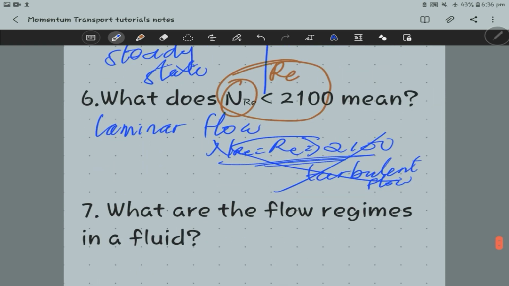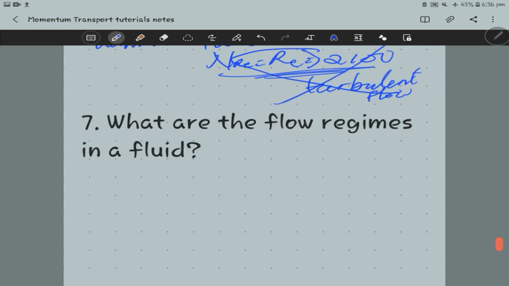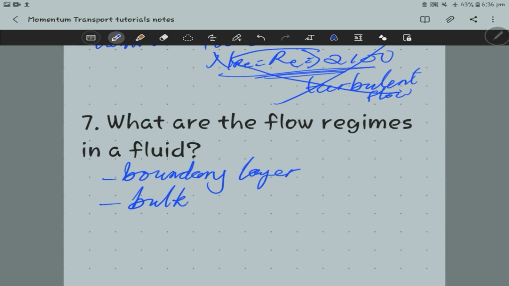Okay, now, what are the flow regimes within a fluid, right? What are the flow regimes? So basically, the flow regime is that we have a boundary layer, and then we'll have the bulk fluid, or bulk regime, as we see.